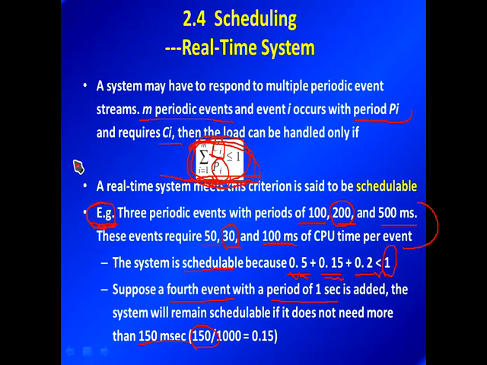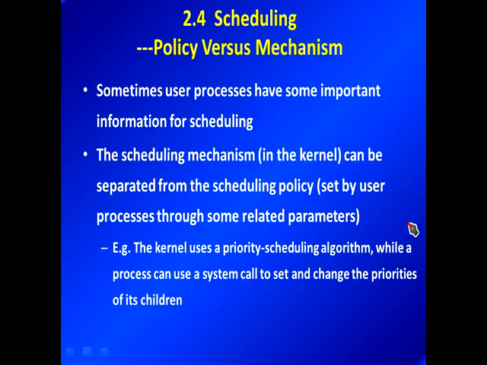So you need to understand how to use this condition to check if a real-time system is schedulable. Of course, here we just suppose this real-time system needs to handle periodic events, because based on this information, we calculate the sum and compare it with 1. So this is about the real-time system. You need to know how to judge if it's schedulable.